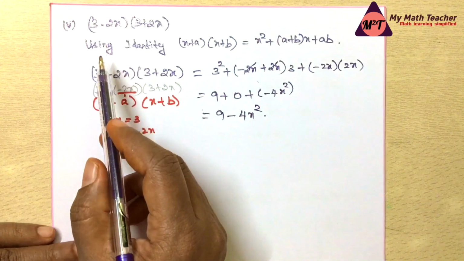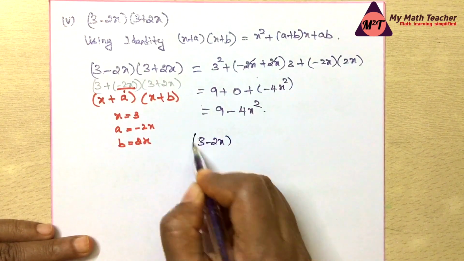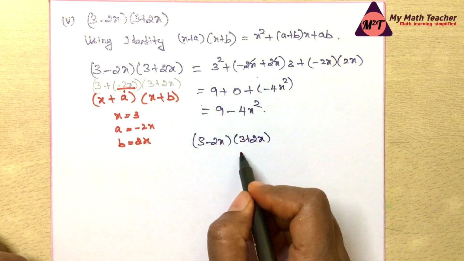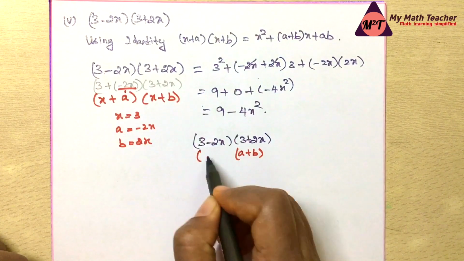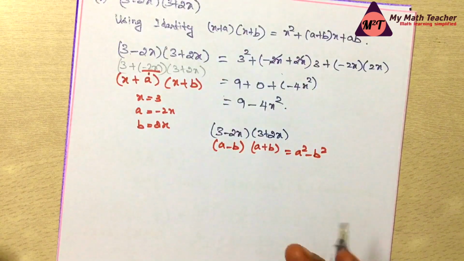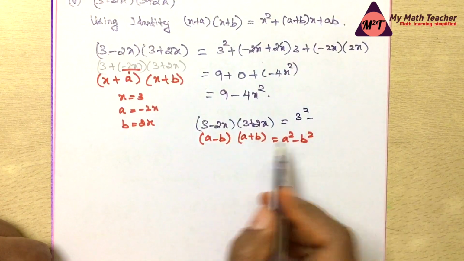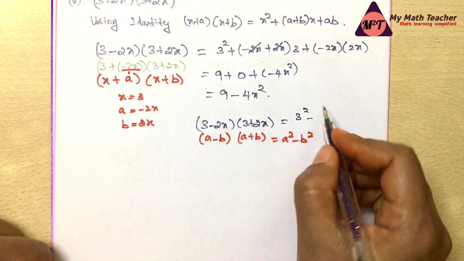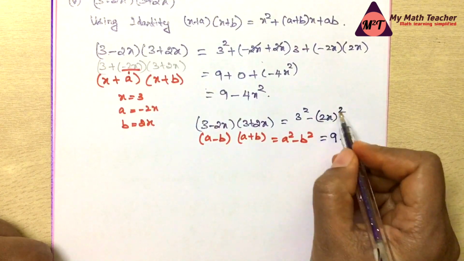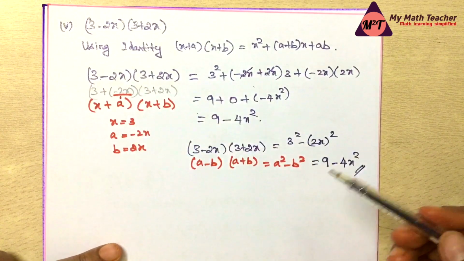You can use one more identity to simply find it, which is 3 minus 2x into 3 plus 2x, which is a plus b into a minus b form. This is a plus b into, this is a minus b, which is a square minus b square. So when you apply this, it will be a square. a here is 3 square minus b square. So b is 2x the whole square, which is equal to 9 minus 2 square is 4x square. The same answer. Okay. So you can choose any identity which you wish.